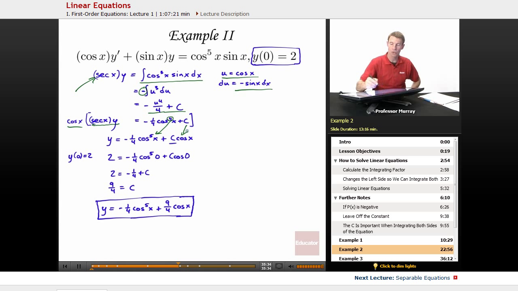And now I use my initial condition here. Plug in 0 for x and 2 for y. So 2 is negative 1/4 cosine to the fifth of 0 plus c cosine of 0. Cosine of 0 is 1. And so 2 is equal to negative 1/4 plus a constant. Move the 1/4 over to the other side. I get c is equal to 9/4. And then I take that and I plug it back in to my general solution right here. And so that's where I get y is equal to negative 1/4 cosine to the fifth x plus 9/4 cosine x.